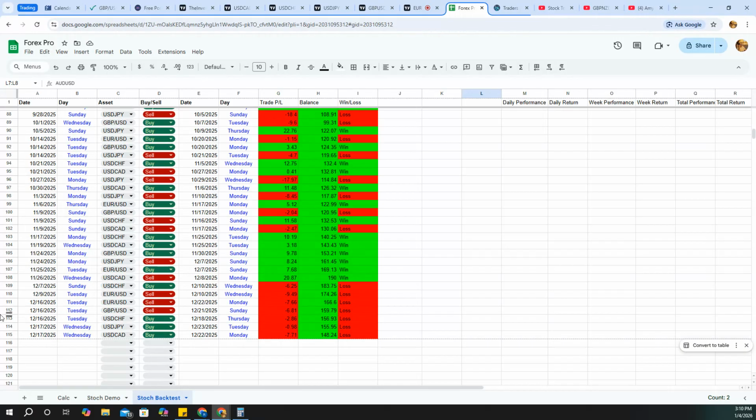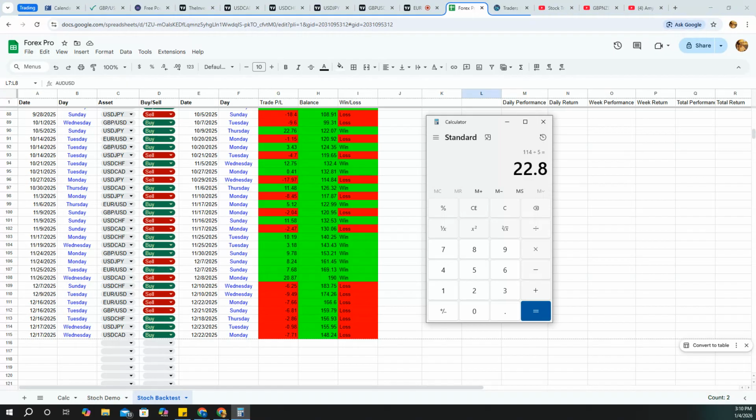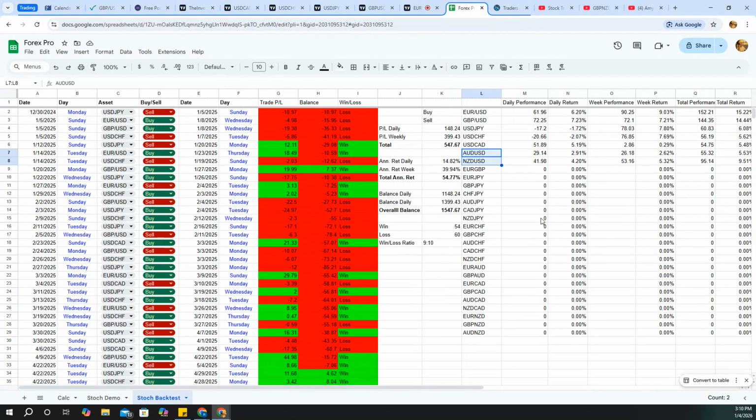Just a minute, let's get the calculator. So 114 divided by 5. So they were around 22, 23 trades per pair. So those were five. One, two, three, four, five. And as I said, the AUD/USD and the NZD/USD were not here.